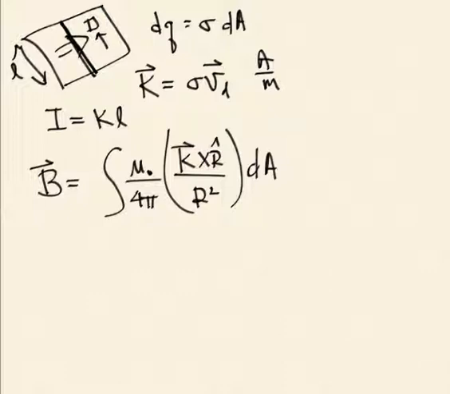Unspecified in all this is the location that I'm calculating B at, but that's inherent in these vectors and distances. The vector r hat and this distance r squared have in them the location that I'm calculating the field at, and the location of the current sheet is in there. All right, so this is all very abstract.